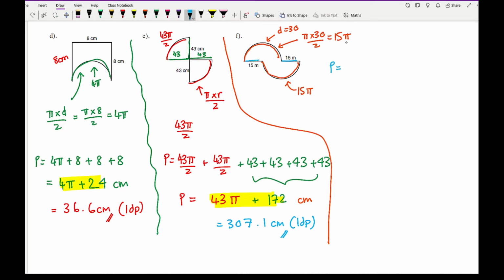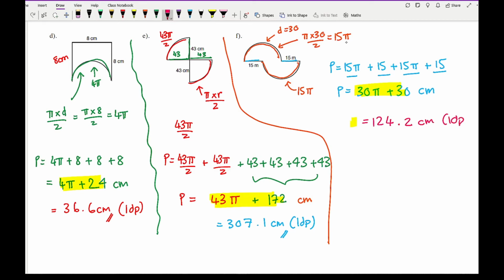So the perimeter of this particular shape is going to be 15 pi plus 15 plus 15 pi plus 15. And joining those things together, I've got 15 pi plus 15 pi, which is 30 pi, and 15 plus 15, which is 30, and that's centimeters. So that there is my answer in terms of pi. And again, if I type that into my calculator to give me a decimal answer, then what I end up with is 124.2 centimeters, and again that is to 1 decimal place.